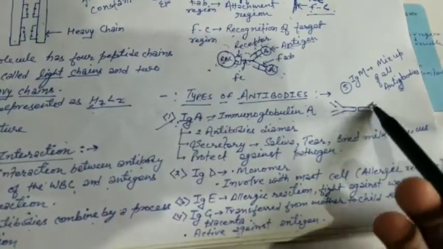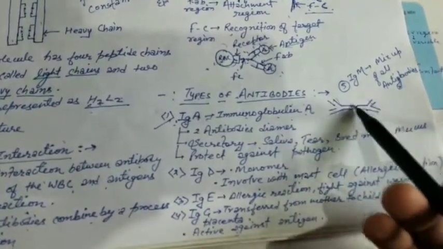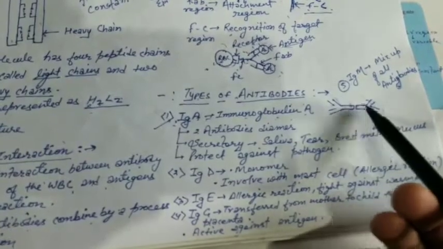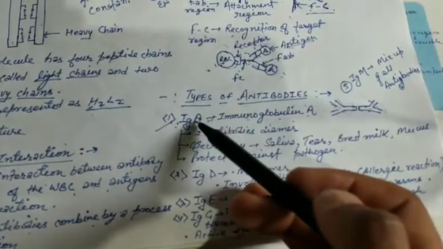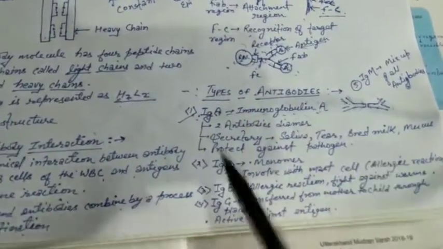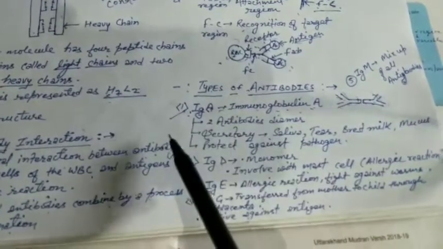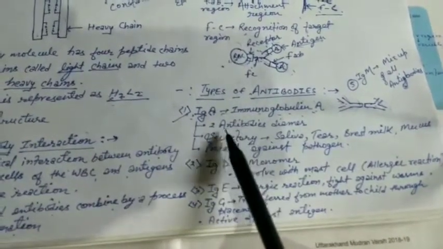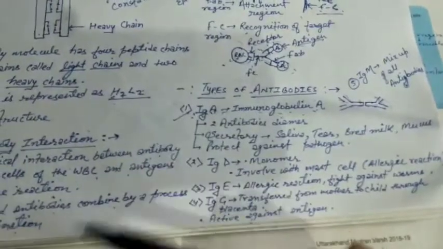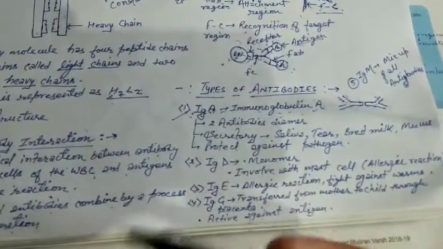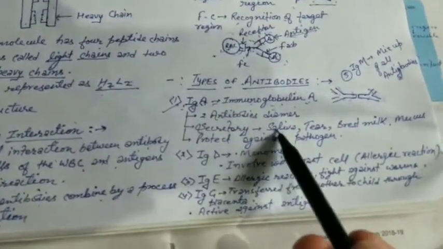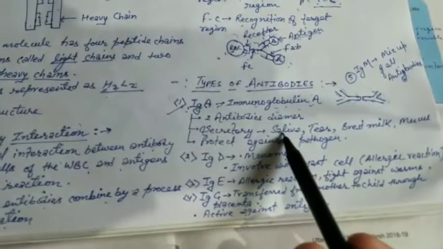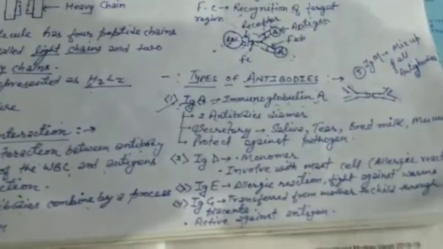A rough diagram of this is this. This one is one antibody, this one is another antibody, and these two antibodies get connected to form IgA, the immunoglobulin A antibody. So it is the dimer of two antibodies. The IgA antibody is usually present in the secretory glands, or the secretions made by our body, like saliva. So this question is asked: which antibody is present in saliva?